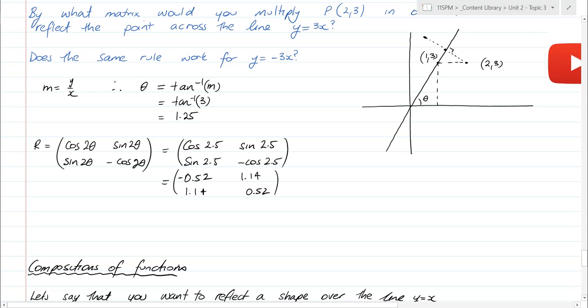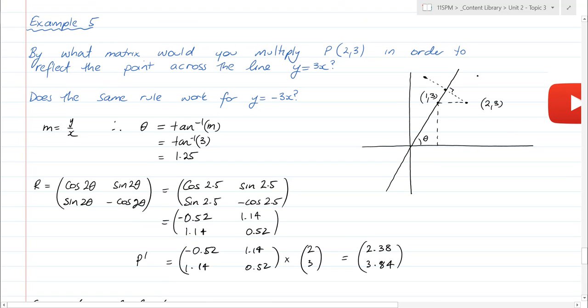That makes more sense. So we get that matrix, and therefore our coordinate, which I'll call P dash, is equal to that matrix, negative 0.52, 1.14, 1.14, 0.52, times the coordinate, which is 2, 3. And for me, I get that that's approximately equal to negative 1.04, and then 3 of those is 3.14, 3.42, 2.38, and then 2.28 plus 1.56 is 3.28, 3.78, 3.84, which doesn't make sense either, because now the point's over here somewhere.